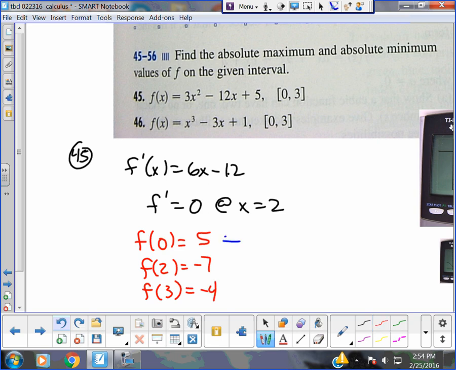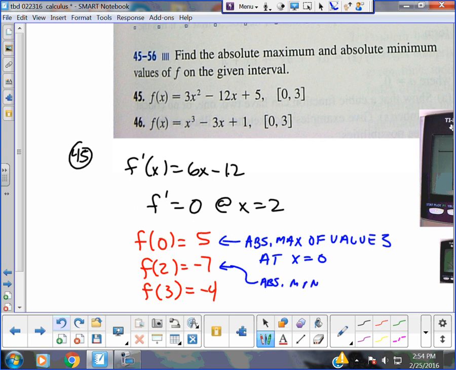Everybody, this is my absolute max of value 5 at x equals 0. This is my absolute min of value negative 7 at x equals 2. And that's the answer, all right, for number 45.